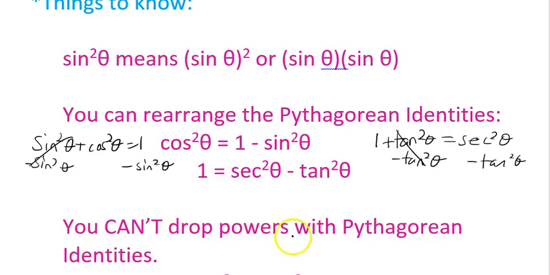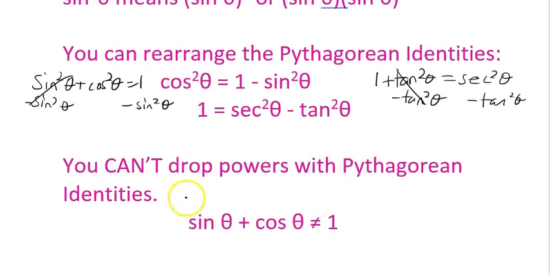One very important thing that you need to remember is that you can't drop the powers with the Pythagorean identities. So sine plus cosine is not 1. It has to be sine squared plus cosine squared if you want to replace it with 1. The Pythagorean identities must have the squares in them when you see them in problems. If they don't, then you need to look at your reciprocal identities.